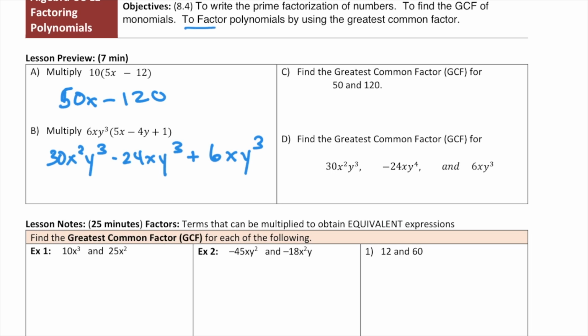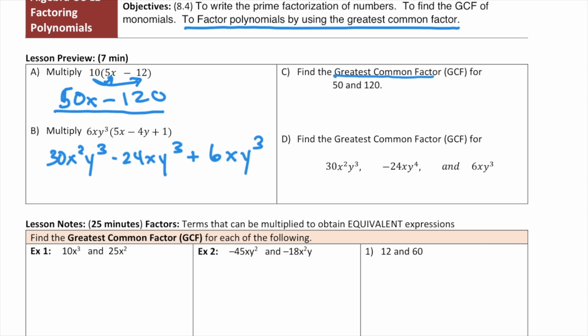For today's lesson, we're going to factor polynomials using the greatest common factor. Essentially, we are going to undo the multiplication that you did in your lesson preview. We're going to take our new binomial and take out the greatest common factor.